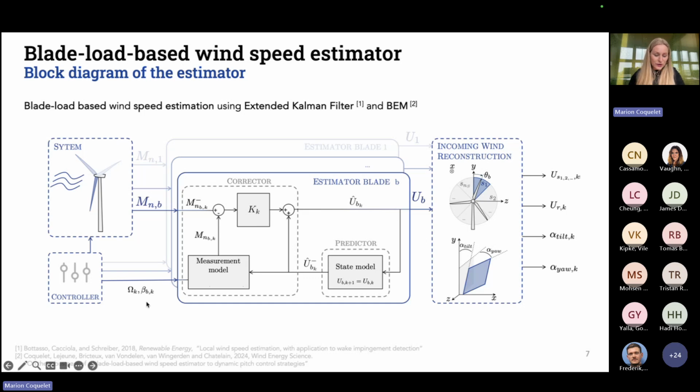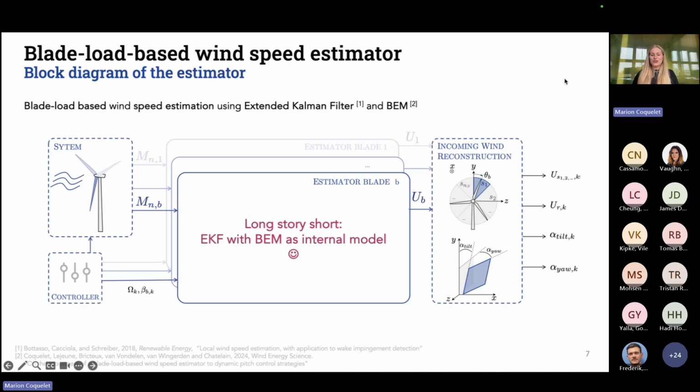And we're going to be talking about the pulse and the helix. So this guy here, the pitch angle in our controller, is going to be moving quite a lot. So a linear model here is a bit tricky. And that's why we decided we would opt for a BEM model that can run very quickly and provide us, for a given wind speed, given rotation speed, and given pitch angle, the bending moment that we should observe on the blade. All right, long story short, that's an EKF with a BEM as an internal model.